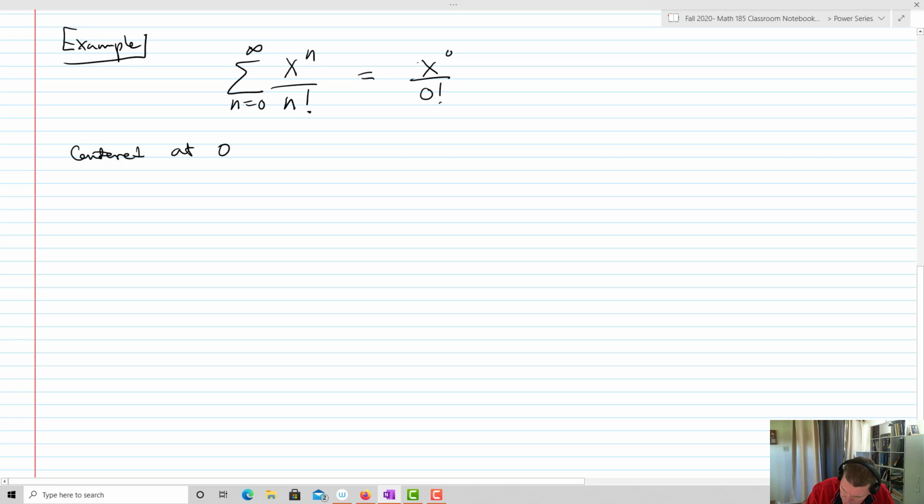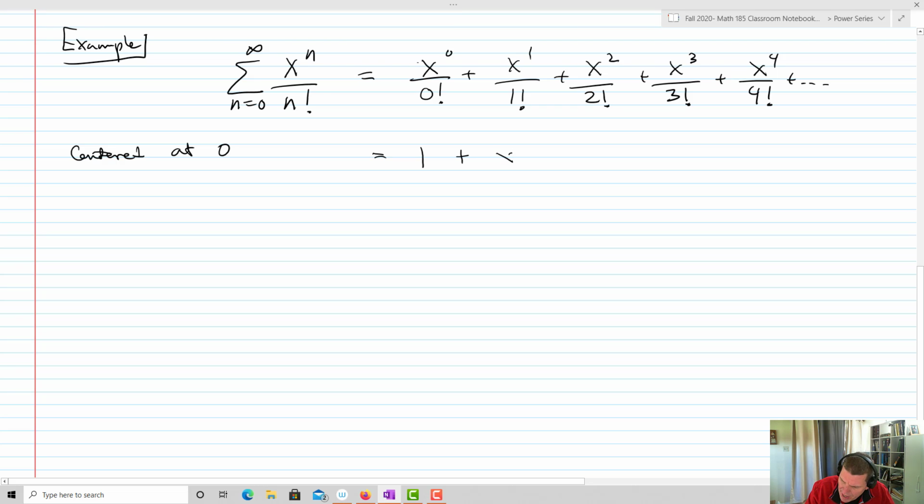What this will end up being is x to the 0 over 0 factorial, which is just 1, plus x to the 1 over 1 factorial, which is x, plus x squared over 2 factorial, plus x cubed over 3 factorial, plus x to the 4th over 4 factorial, and so on, ad infinitum, forever. So this would equal 1 plus x plus x squared over 2 plus x cubed over 6 plus x to the 4th over 24, and we just keep going forever.